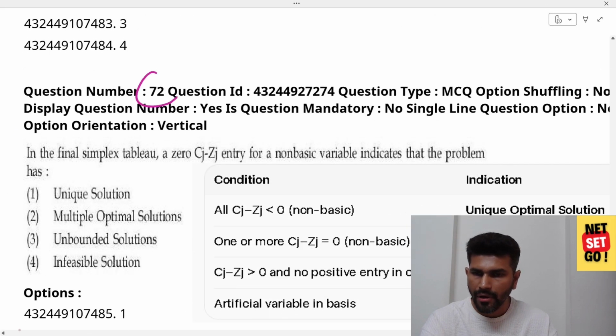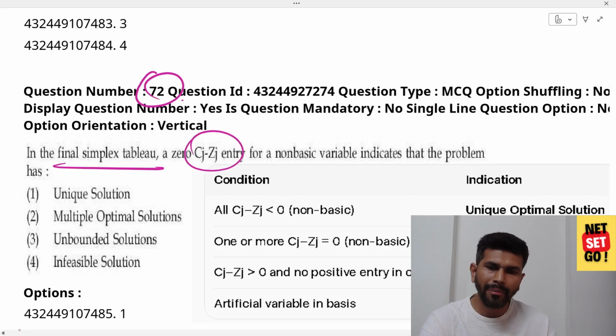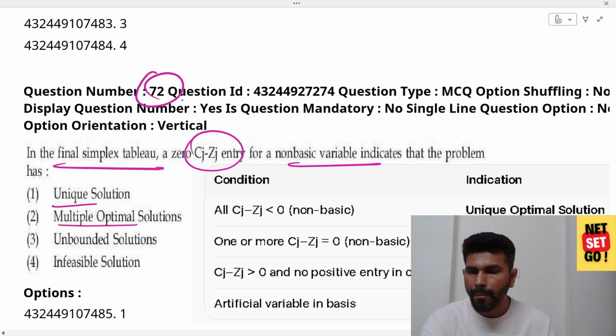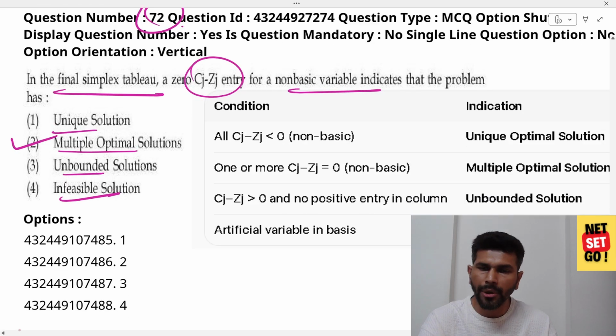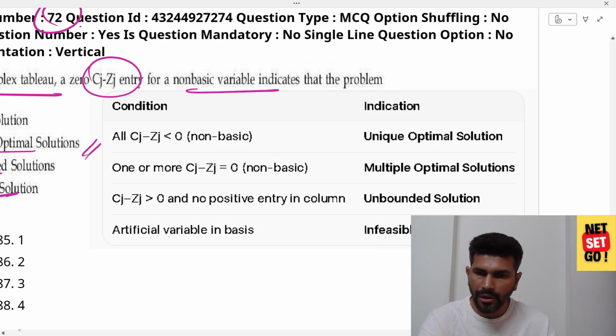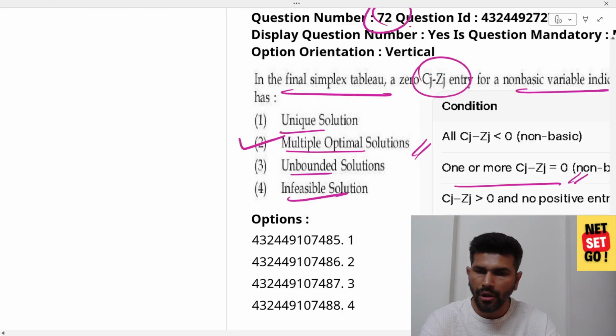Next, in the final simplex tableau, a 0 Cj minus Zj entry for a non-basic variable indicates that the problem has a unique solution, multiple optimal solution, unbounded or infeasible solution. The correct answer is option 2, multiple optimal solution. You can take a screenshot of this table. One or more Cj minus Zj equal to 0 for non-basic, multiple optimal solution. The correct answer is option 2.